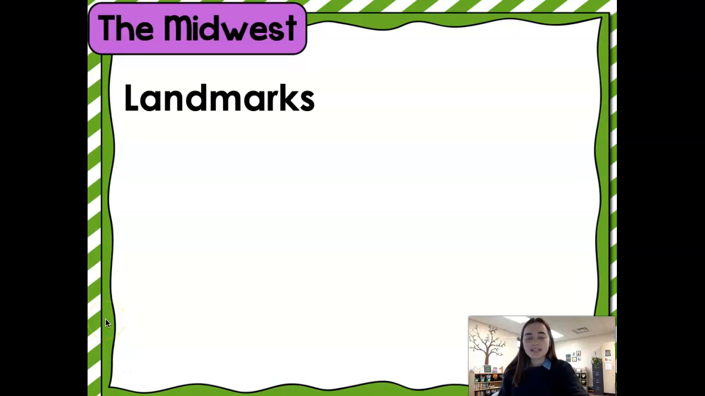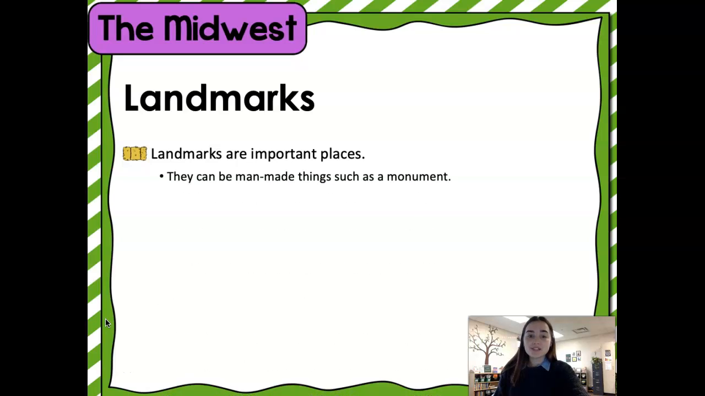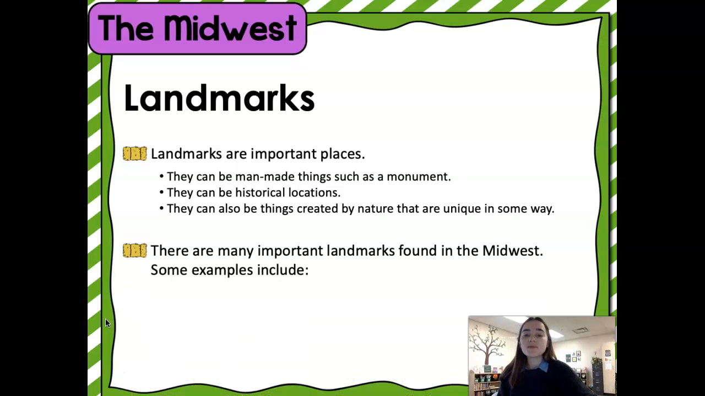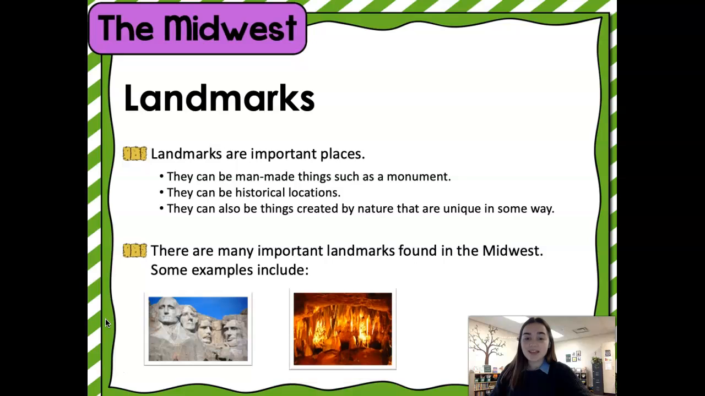There are many cool landmarks that can be found in the Midwest. Landmarks are important places. They can be man-made things such as a monument. They can be historical locations, or they could be things created by nature that are unique in some way. There are many important landmarks found in the Midwest. Some examples include Mount Rushmore, which can be found in South Dakota, Cave of the Mounds, which can be found in Wisconsin, and the Gateway Arch, which can be found in St. Louis, Missouri.